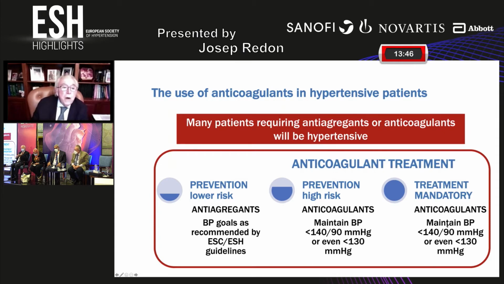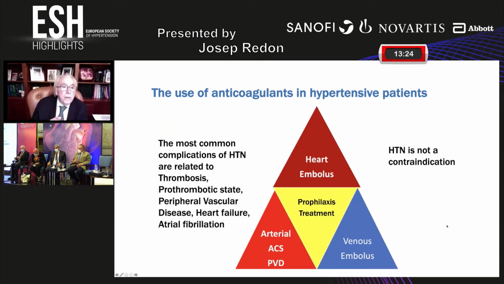And of course, if you are using anti-aggregant therapy in prevention in lower risk subjects, the blood pressure goals are those that I have commented before, as recommended by the European Society of Hypertension guidelines. But let's go a little bit deeper.